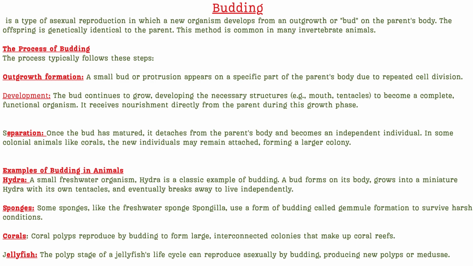Now, the next one is corals. Coral polyps reproduce by budding to form large interconnected colonies that make up coral reefs. Now the next one is jellyfish. The polyp stage of the jellyfish life cycle can reproduce asexually by budding, producing new polyps or medusae.